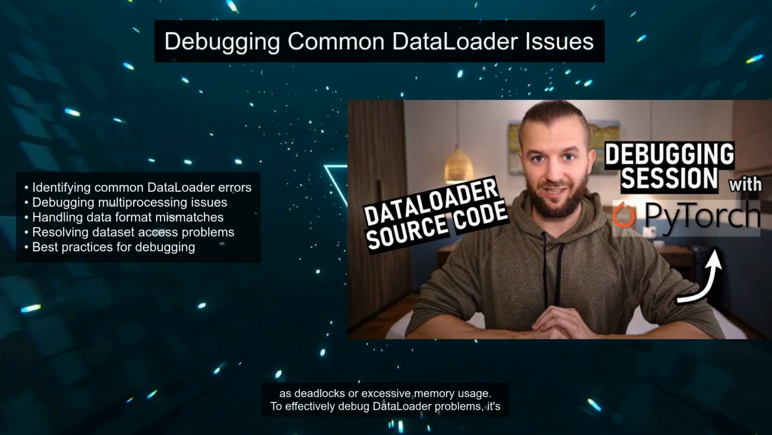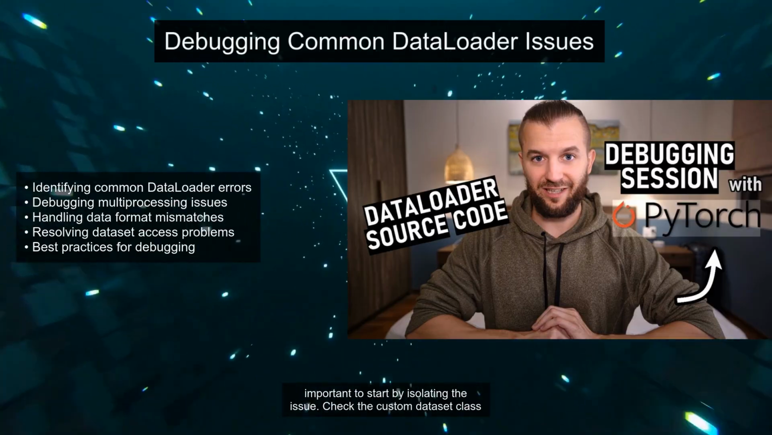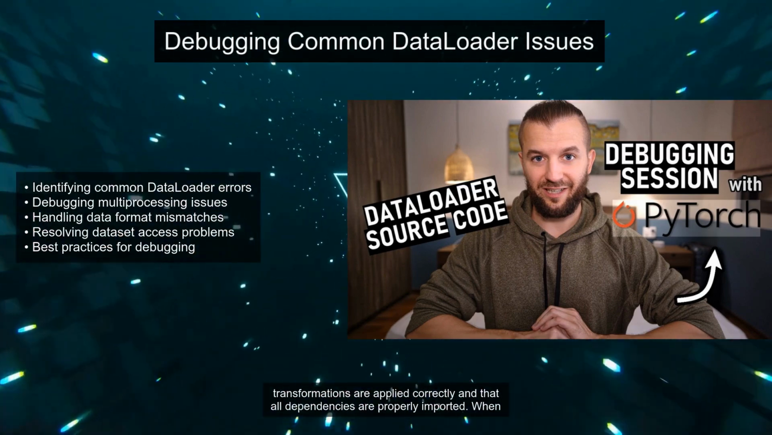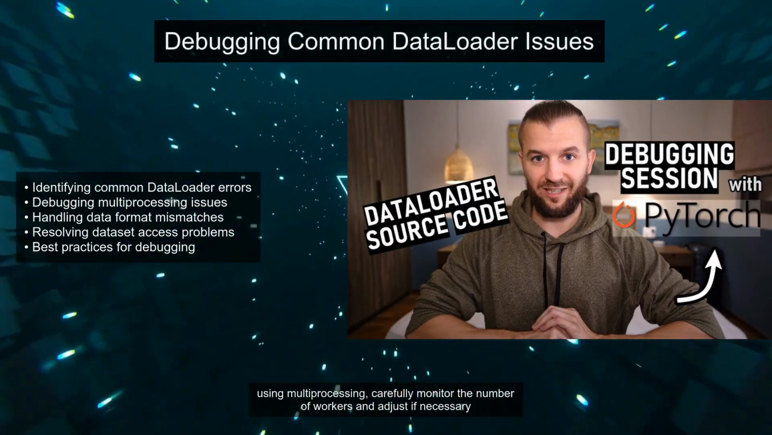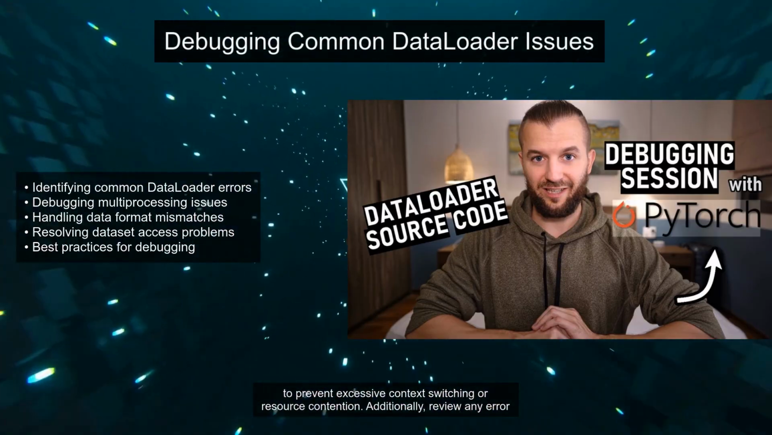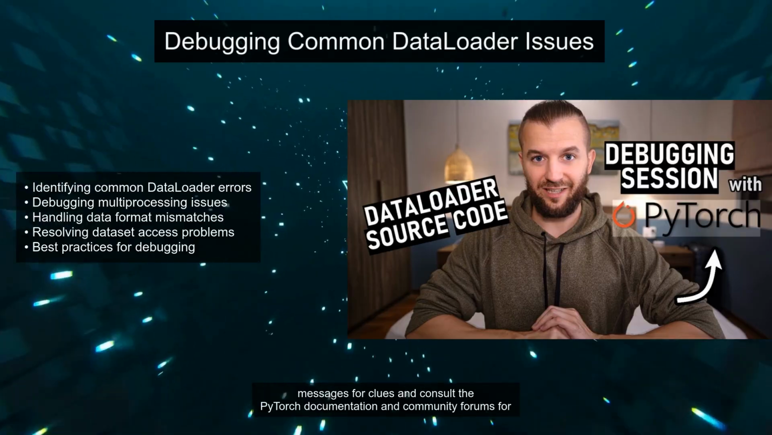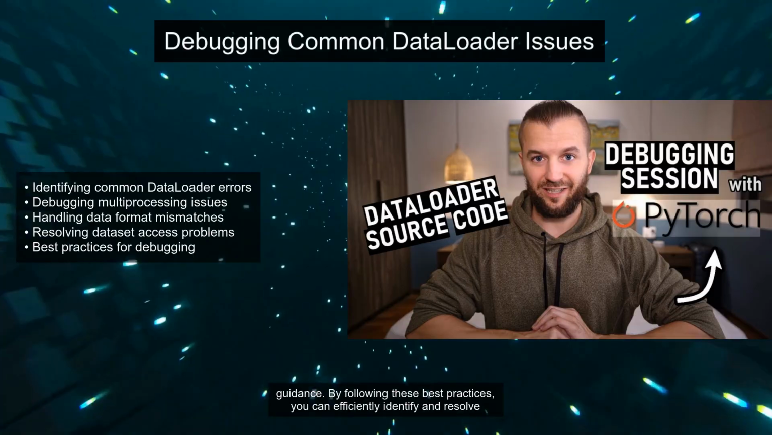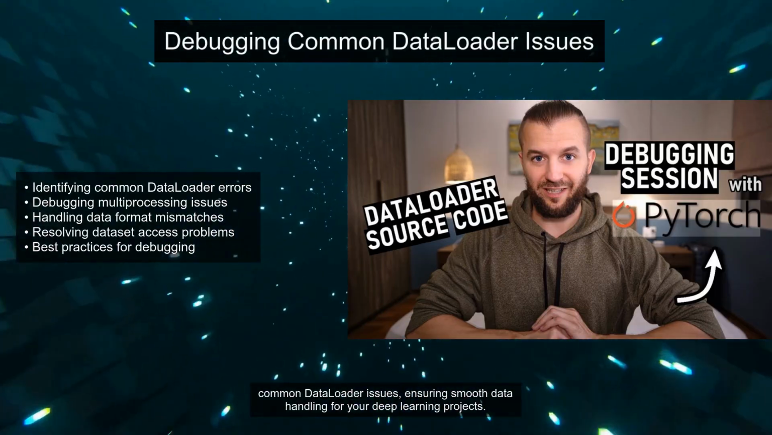To effectively debug data loader problems, it's important to start by isolating the issue. Check the custom dataset class for any errors in the len or getItem methods. Ensure that data transformations are applied correctly and that all dependencies are properly imported. When using multiprocessing, carefully monitor the number of workers and adjust if necessary to prevent excessive context switching or resource contention. Additionally, review any error messages for clues and consult the PyTorch documentation and community forums for guidance. By following these best practices, you can efficiently identify and resolve common data loader issues, ensuring smooth data handling for your deep learning projects.